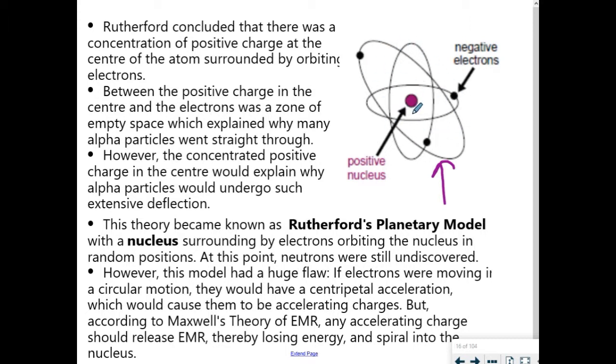If you guys remember in Physics 20, you would have learned that according to Kepler, planets actually orbit in ellipses. So sometimes we draw these in elliptical orbits, and this is a planetary model. What he suggested then is that there's a concentrated positive charge right in the middle, and that explains why the alpha particle had such an extensive deflection. At the time, by the way, neutrons were actually still undiscovered. Nobody had realized that neutrons exist yet.